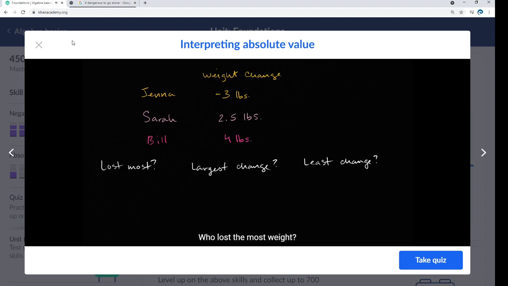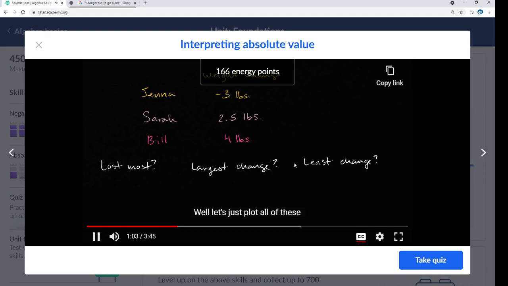Who lost the most weight? Who had the largest change in weight? And who had the smallest change in weight? And I encourage you to pause the video and try to work through it on your own. Got it.